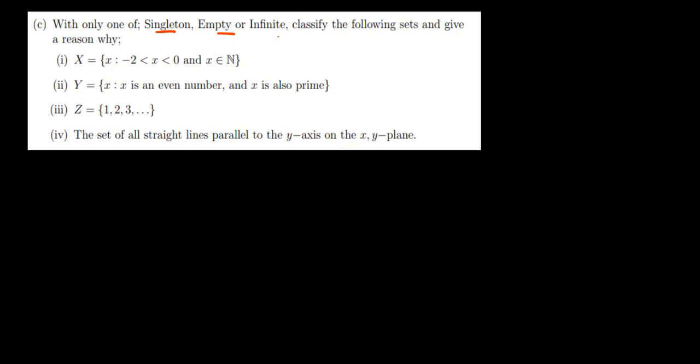We have some of the sets there that are in set builder notation, and some sets that are in roster form. So we have to classify those sets as a singleton set, or empty, or infinite. The first one, they're saying set X is a set of all the x's such that x is between -2 and 0, where x is a natural number. So how can we classify this set? Is it a singleton set? Is it empty? Is it infinite? Anyone who can try? When you give us your answer, explain why you think so.